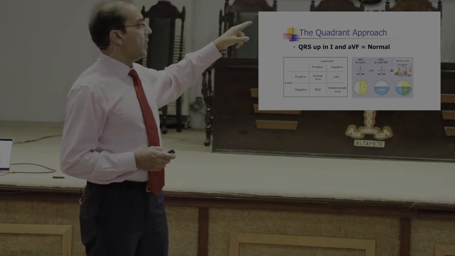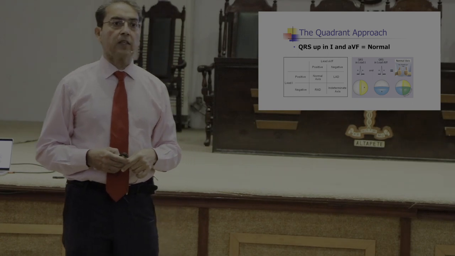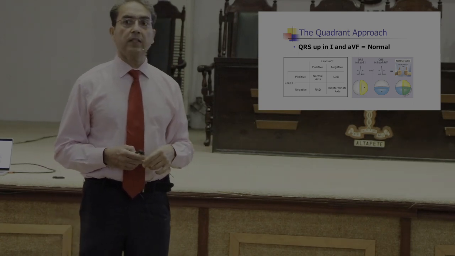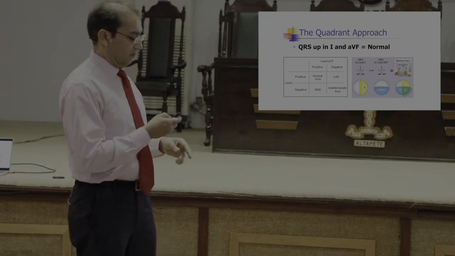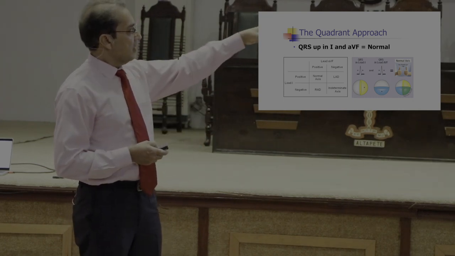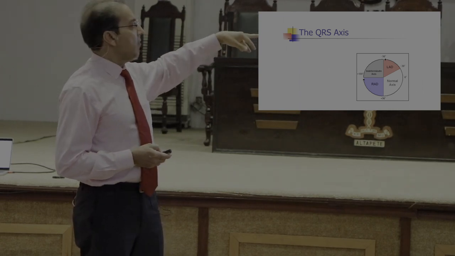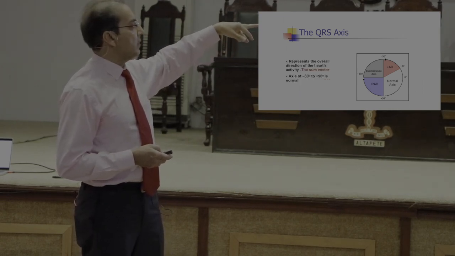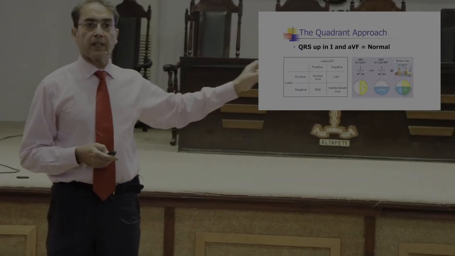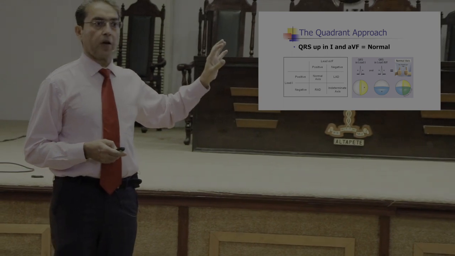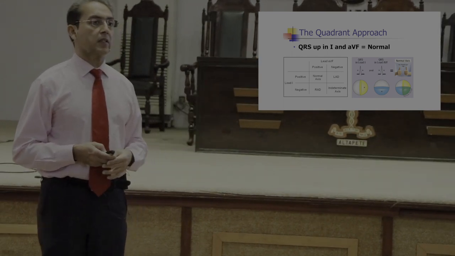And if both 1 and AVF are downward, this is called indeterminate axis, or we say the electrical axis lies in the northwest. Which one is the northwest? The gray one is the northwest. If both 1 and AVF show that the complex is downward, it's negative. This means the electrical axis is in the northwest or indeterminate region. So this is how we calculate the electrical axis.